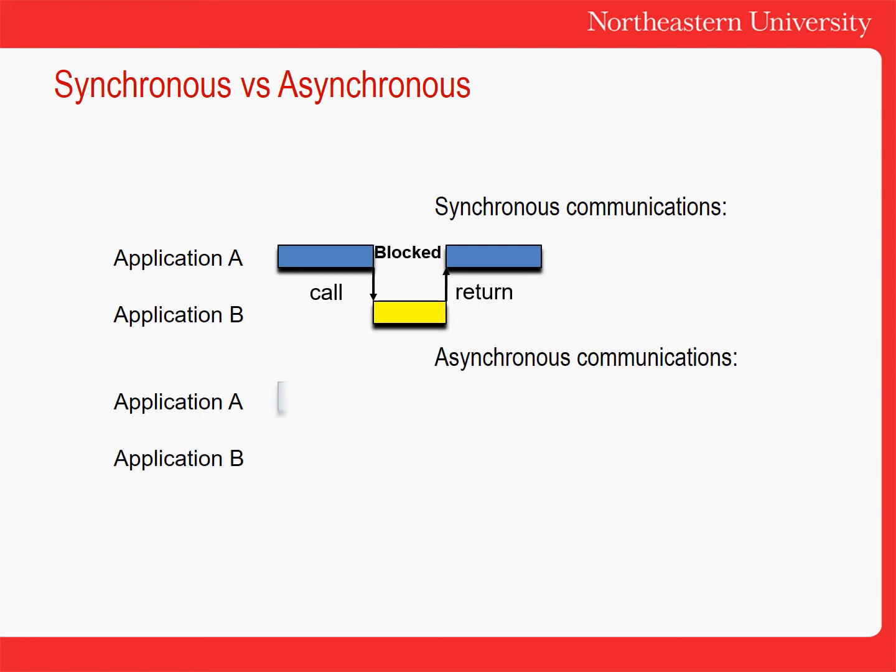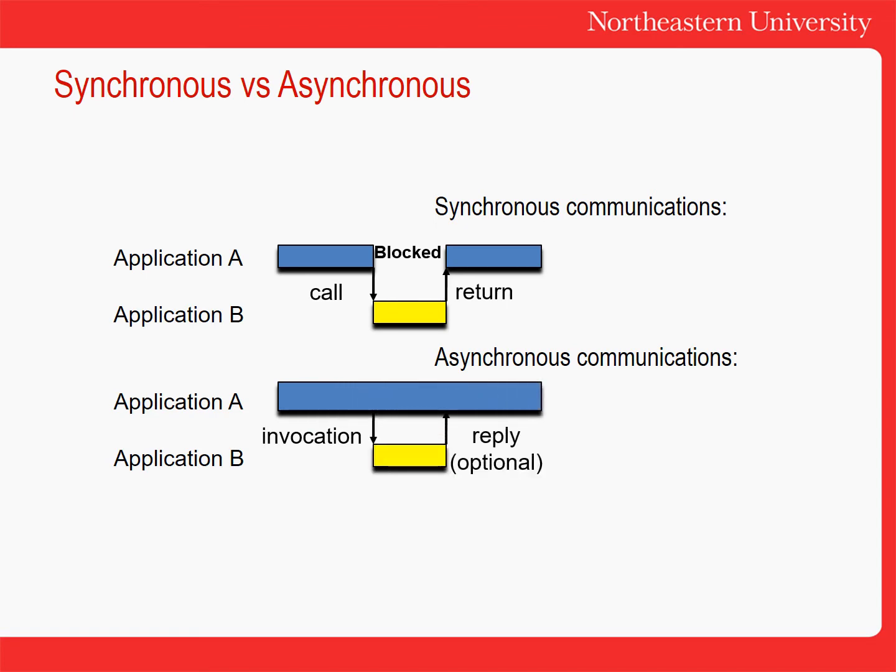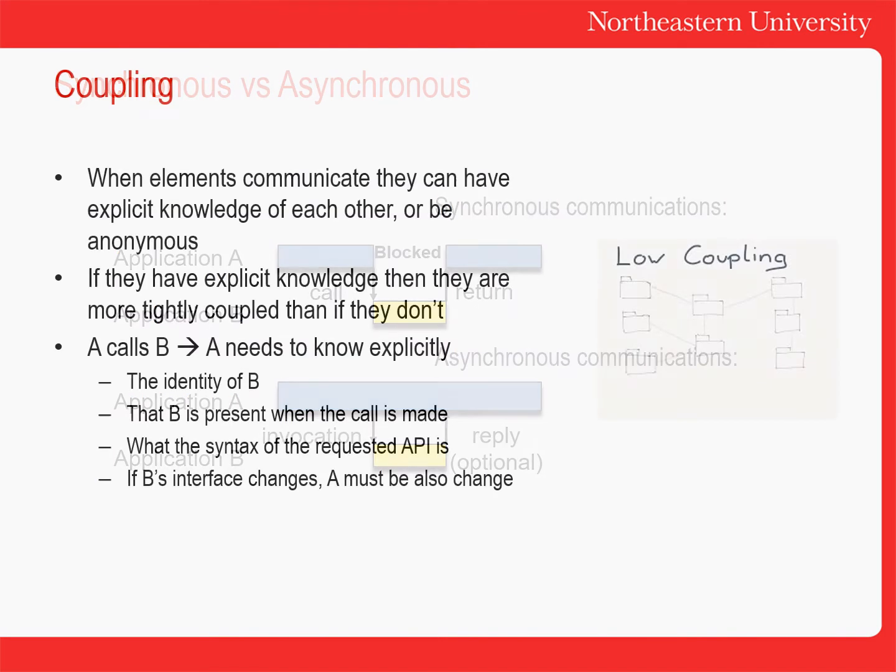In asynchronous communications, application A makes a call but continues to do useful work while the invocation to application B is being serviced. And sometimes you'll get a reply which you handle asynchronously. You typically spawn a thread and wait for the reply, and when you get that reply, something wakes up and you process it. But the main difference here, of course, is that application A doesn't need to block, and hence it can do useful work while the request it sends to application B is being served.